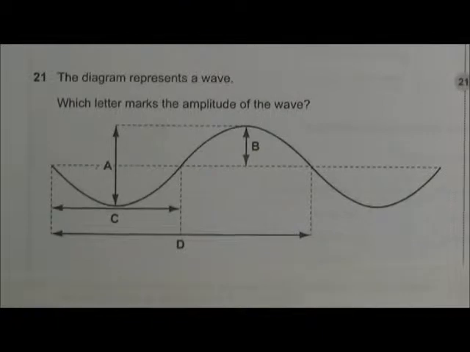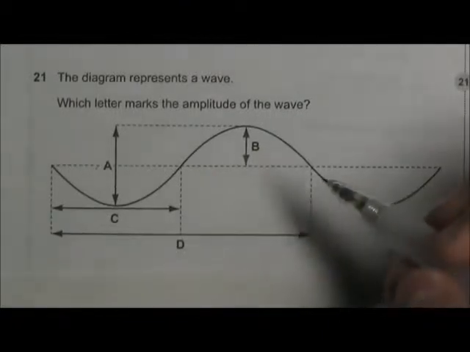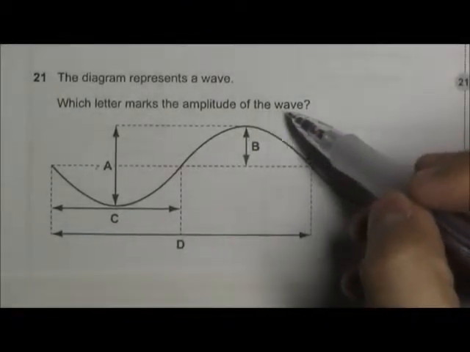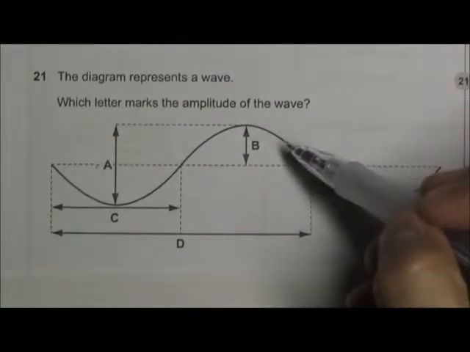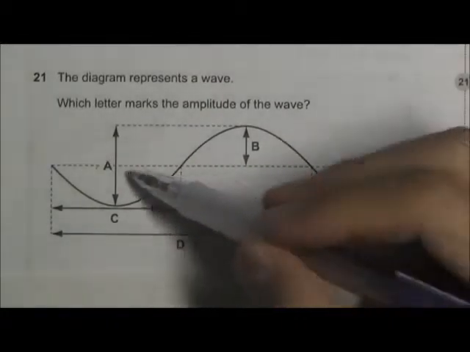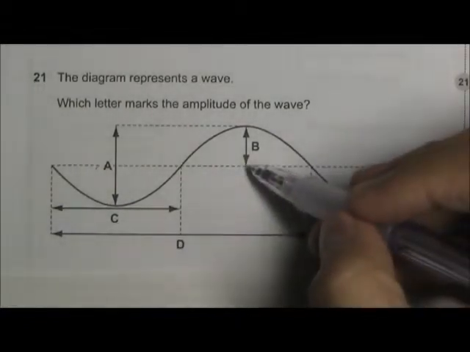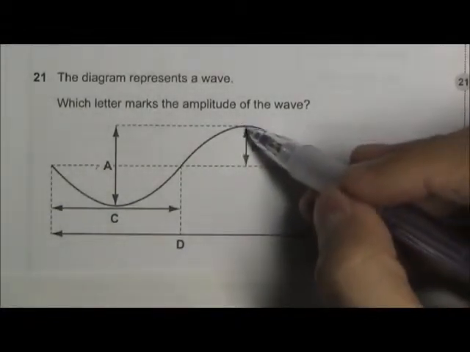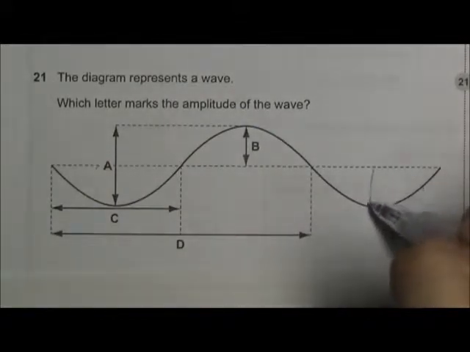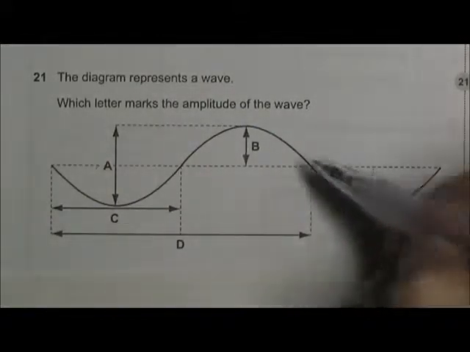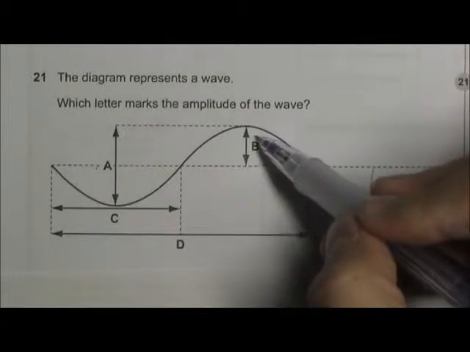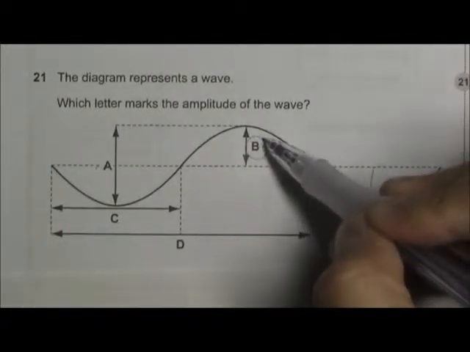This is a recall question. So we have to understand that the amplitude of the wave is actually the distance from the equilibrium position, which is represented by the dotted line, to the highest point of the wave or to the lowest point of the wave. So amplitude is well represented by option B.